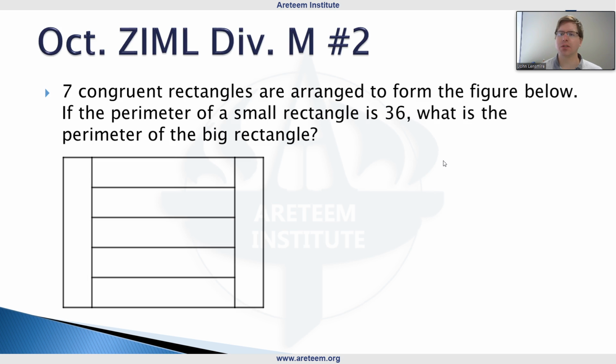The first warm-up question is about 7 congruent rectangles arranged in the figure below. We have these 7 shapes, and they're all congruent, all the same. We know that the perimeter of the small rectangle is 36, and we want to find the perimeter of the big rectangle. We're starting out with a warm-up question, so not all of our questions are too difficult necessarily, but we want to figure out the answer here.